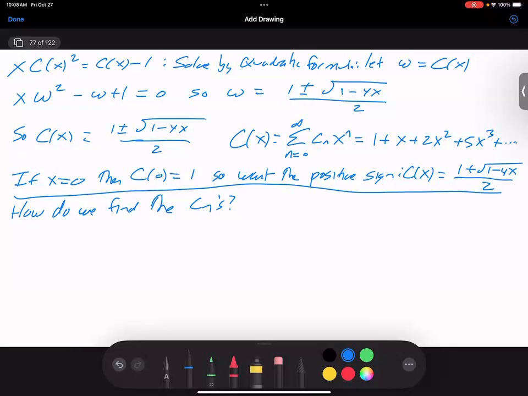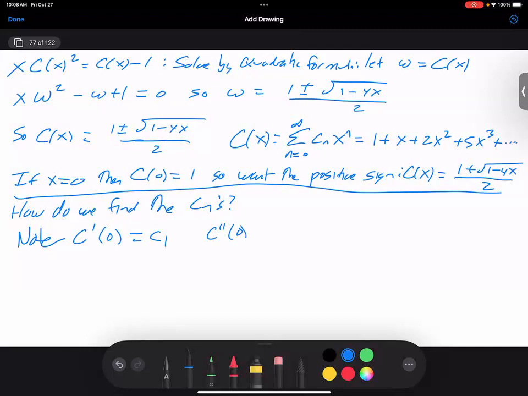What could we do so that only the linear term survives? We've seen this before. Differentiate, and then do what? Plug in what value? 0. So note, c prime of 0 is going to just be c1. How do we calculate c2? Are you sure?